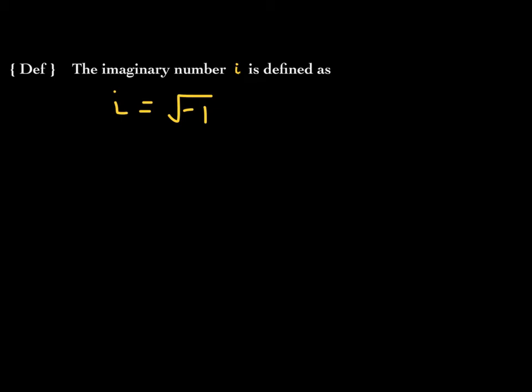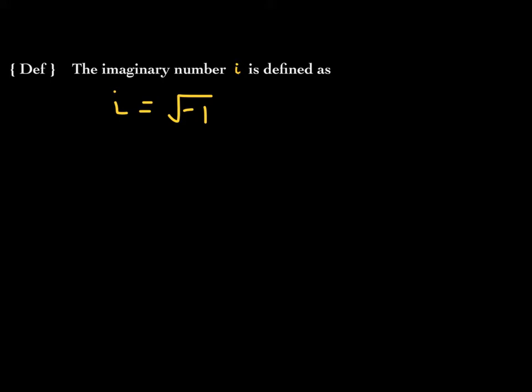So the imaginary number i is defined as the square root of -1. Now, in the real number system, the square root of -1 is not a real number. There is no real number such that when you square it, you get -1. But in the complex number system, there is a solution to this expression, and we call it i.